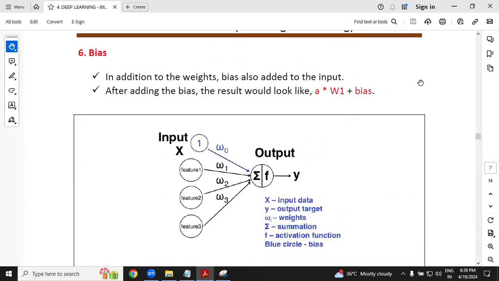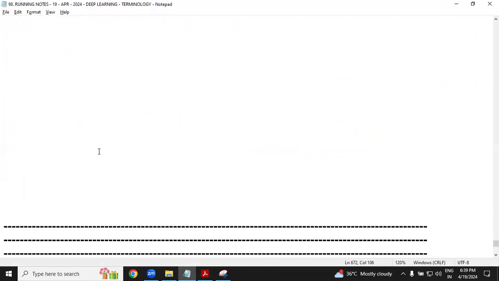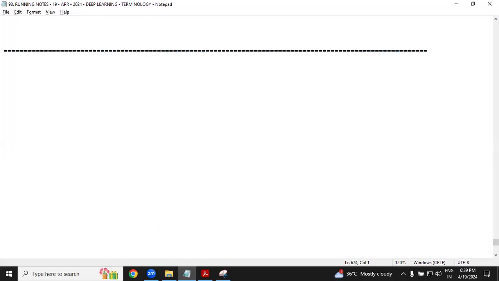The next one is what exactly, sir? Bias. Simple. Bias means error. Can I hear from you? What is the first one? Neuron. Next one? MLP. Third one? Neural network. Fourth one?